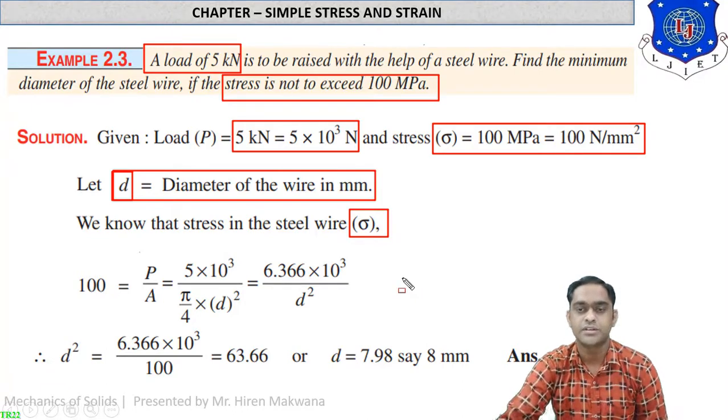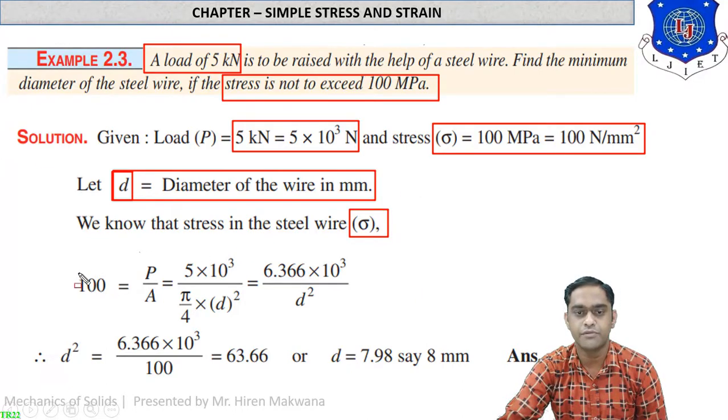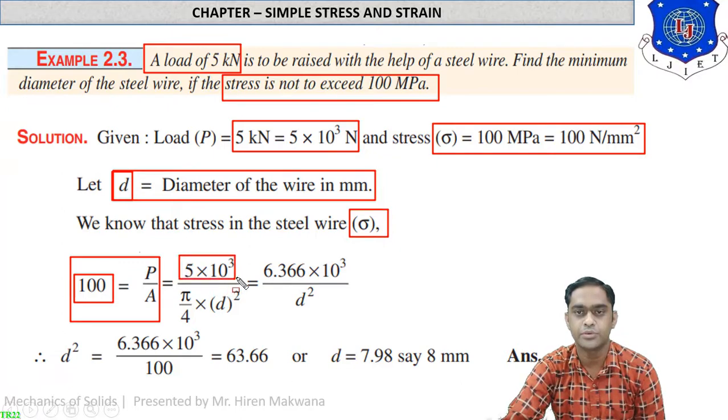Now we know the stress in the wire. What is the formula for stress? Stress sigma is equal to P by A. Sigma is given to you as 100. Now what is P? 5 into 10 raised to 3, as given in the data. What is the cross section area? Pi by 4 d square.